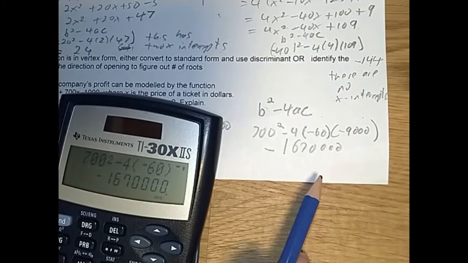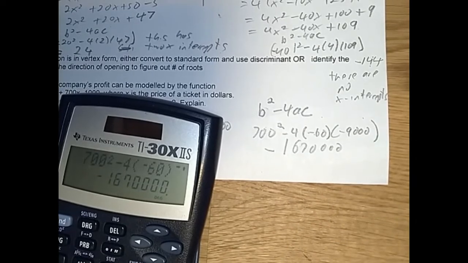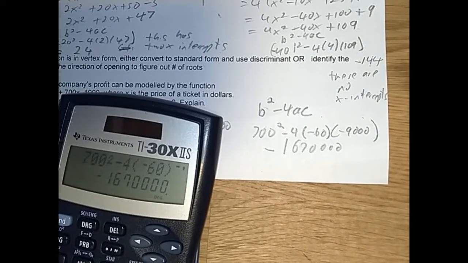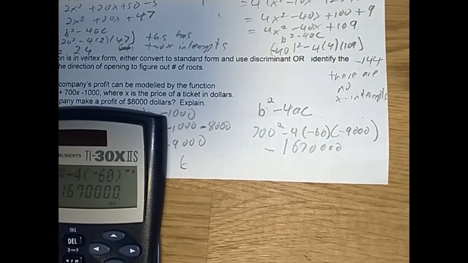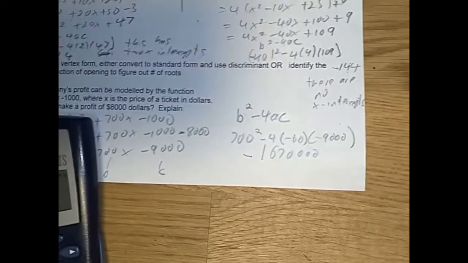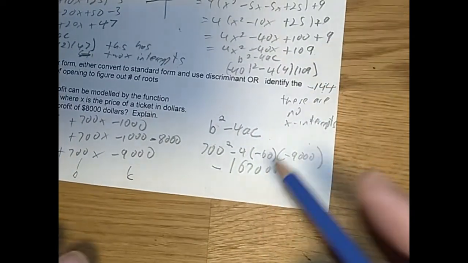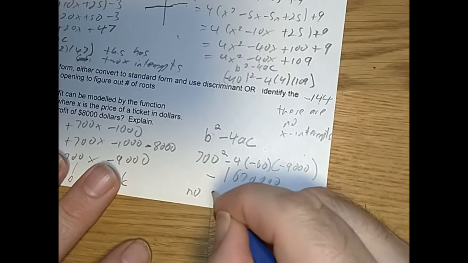So if that's negative, it cannot make a profit. In this particular case, it cannot make a profit of 8,000, maybe less, but not 8,000. No, it cannot. If it was positive, it could. So you put no, it cannot make a profit.